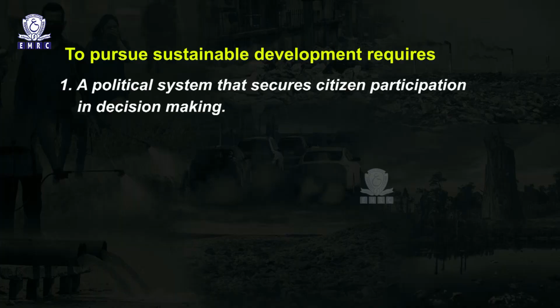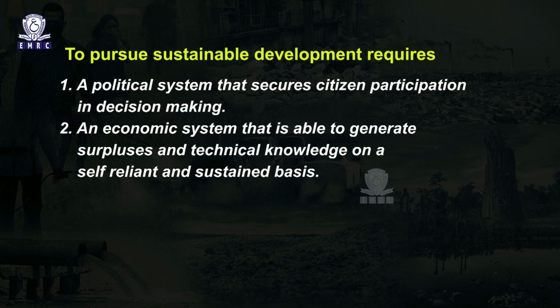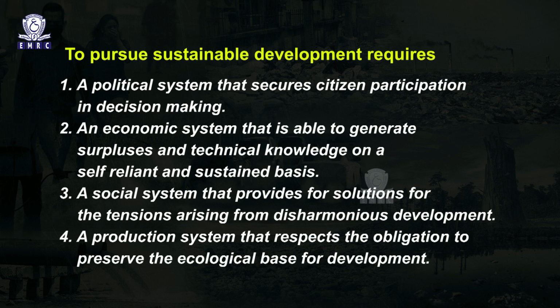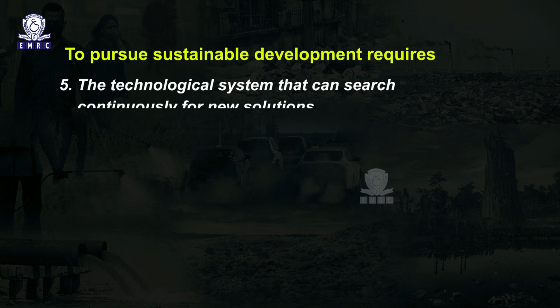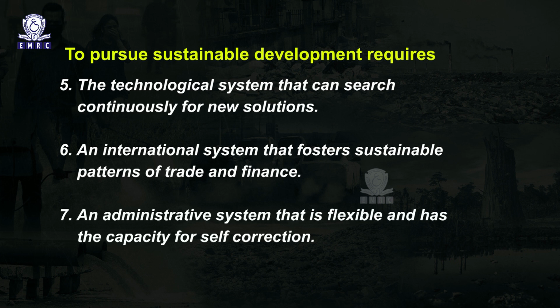To pursue sustainable development requires the following: 1. A political system that secures citizen participation in decision making. 2. An economic system that is able to generate surpluses and technical knowledge on a self-reliant and sustained basis. 3. A social system that provides for solutions for the tensions arising from disharmonious development. 4. A production system that respects the obligation to preserve the ecological base for development. 5. A technological system that can search continuously for new solutions. 6. An international system that fosters sustainable patterns of trade and finance. 7. An administrative system that is flexible and has the capacity for self-correction.